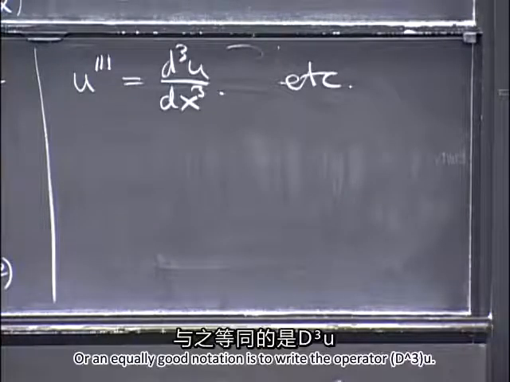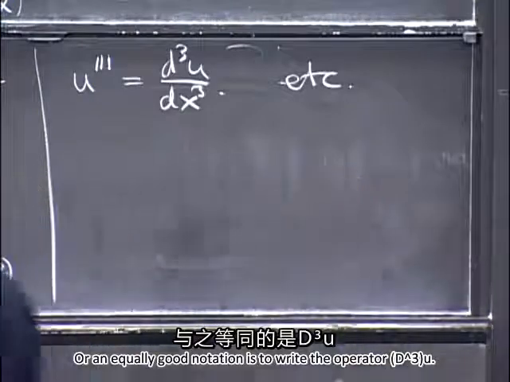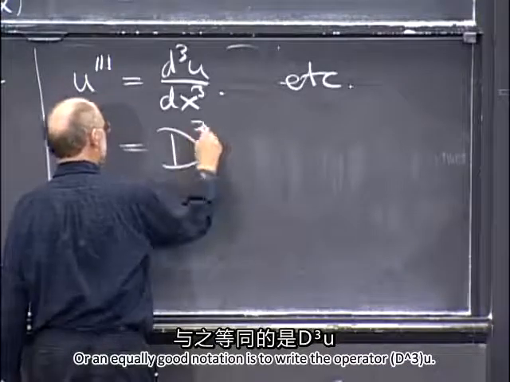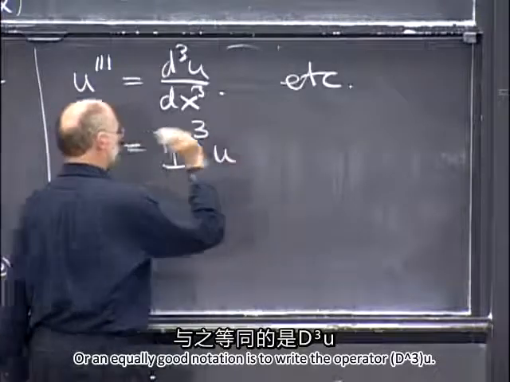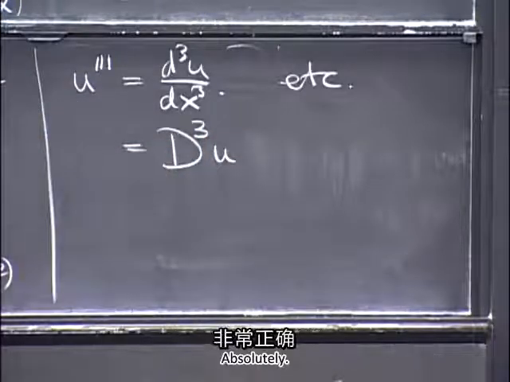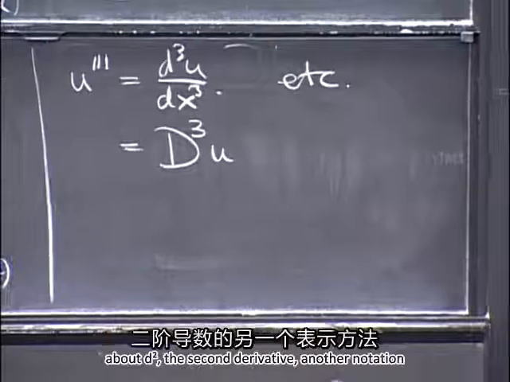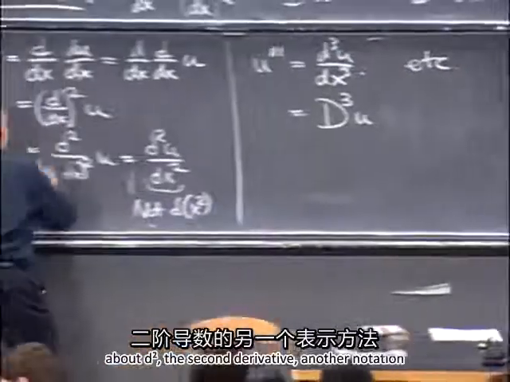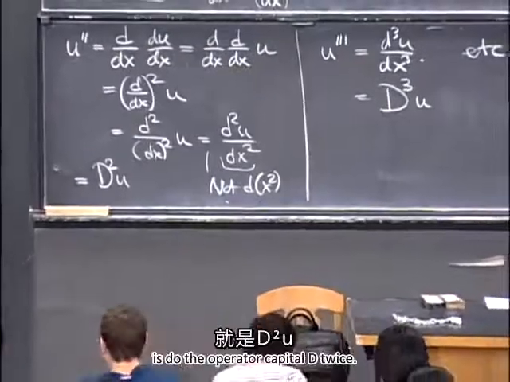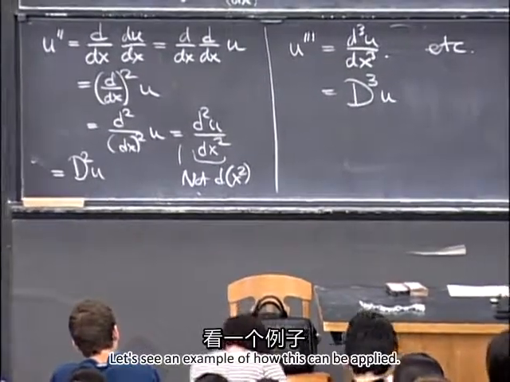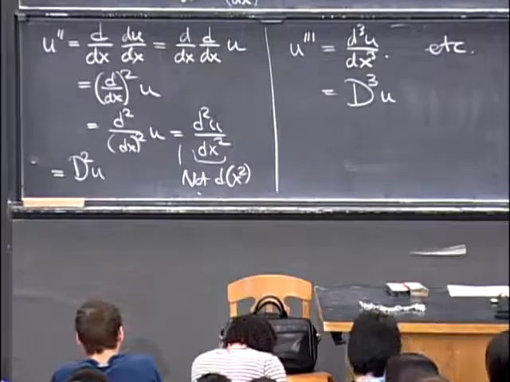Yes, absolutely. Or an equally good notation is to write the operator capital D done 3 times to u. Absolutely. So I guess I should also write over here, when I was talking about d squared, the second derivative, another notation is do the operator capital D twice. Let's see an example of how this can be applied. I'll answer this question.